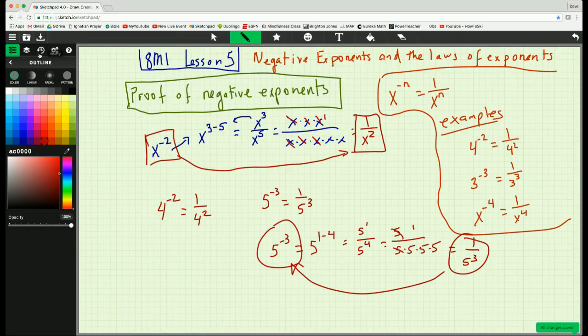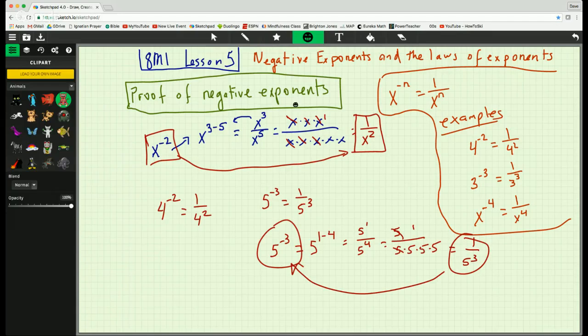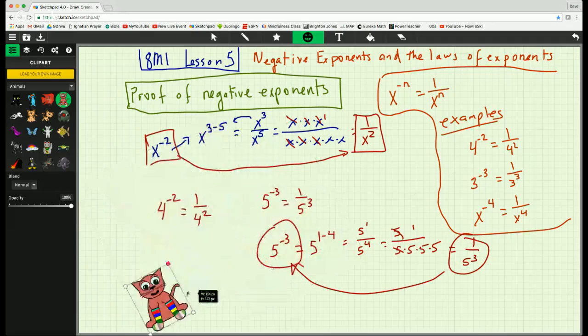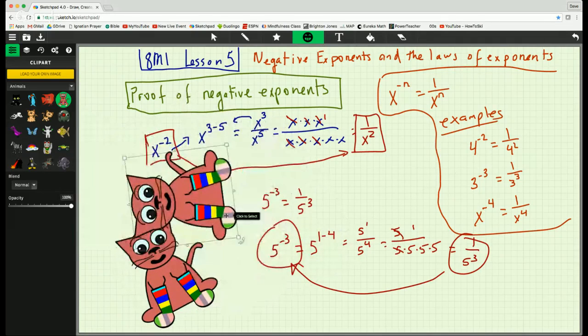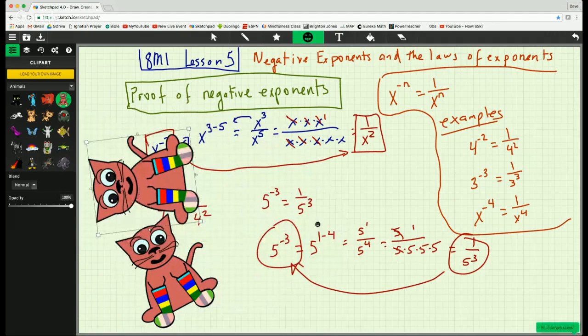And now, if you got it, happy cat for you. Happy cat for you. And we're going to spin the happy cat for you. Good job. Okay, so that's the proof of negative exponents.